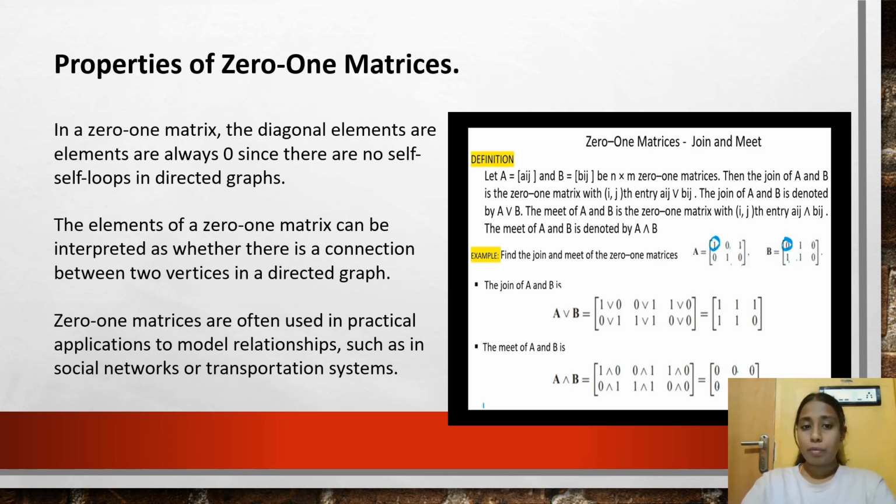So the first point is that the diagonal elements are 0 since they have no self-loops. Then they can be interpreted as whether there is a connection between two vertices in the directed graph. And the third one, the practical application, is to model relationships such as social networks and transportation systems.